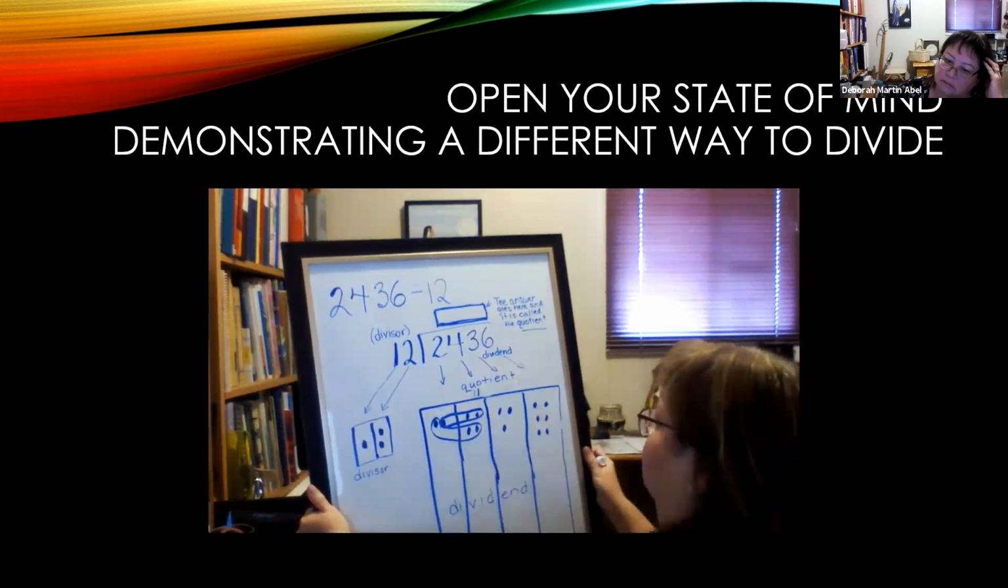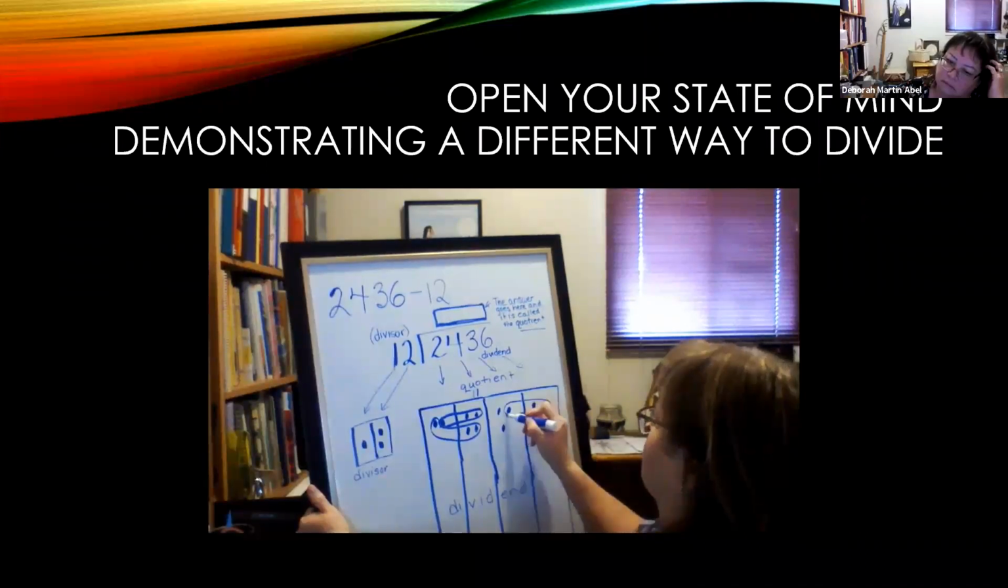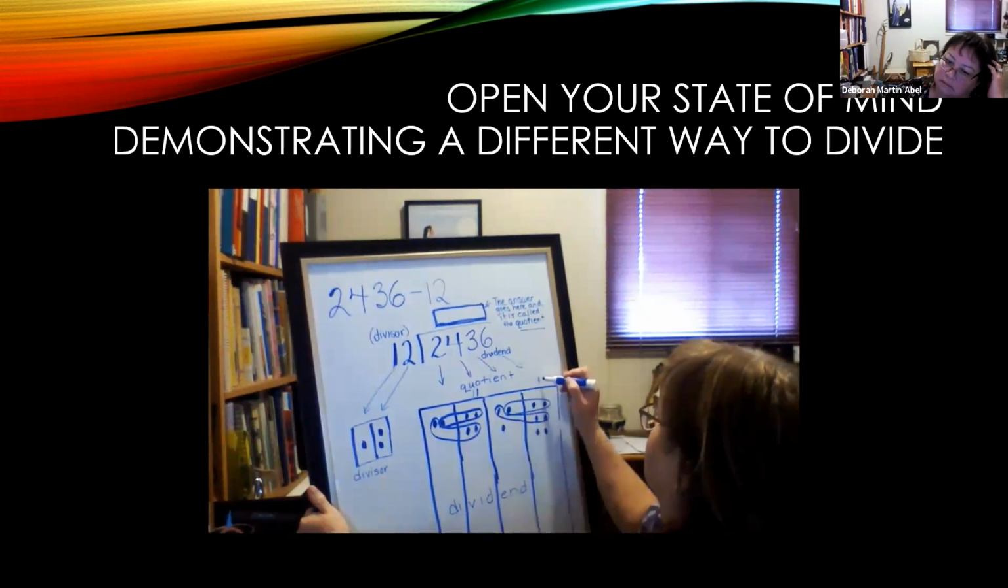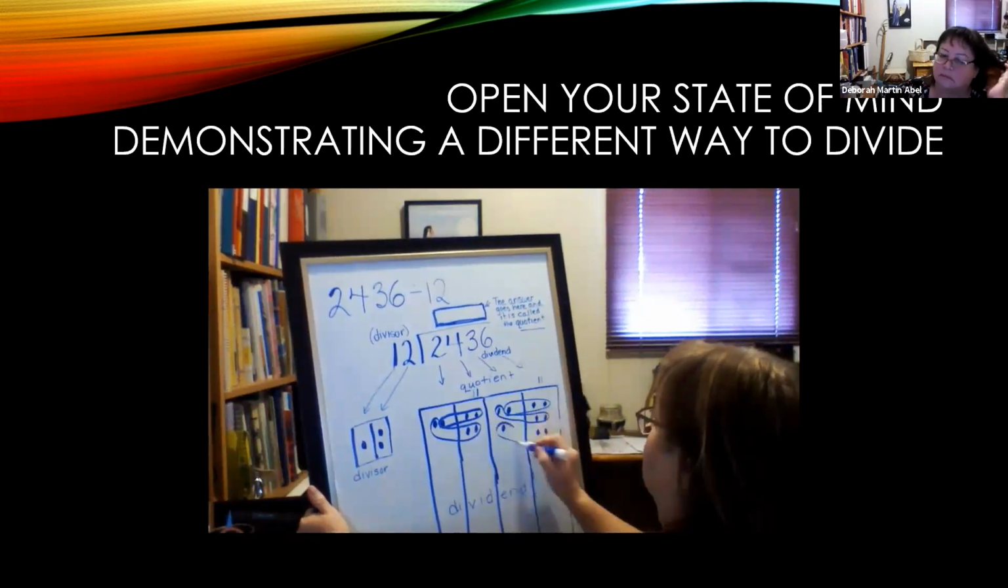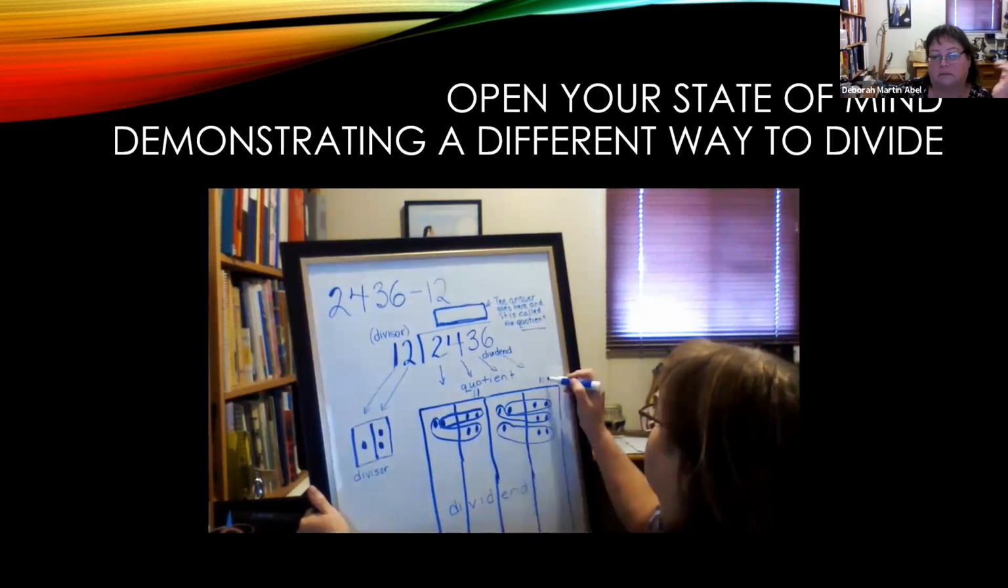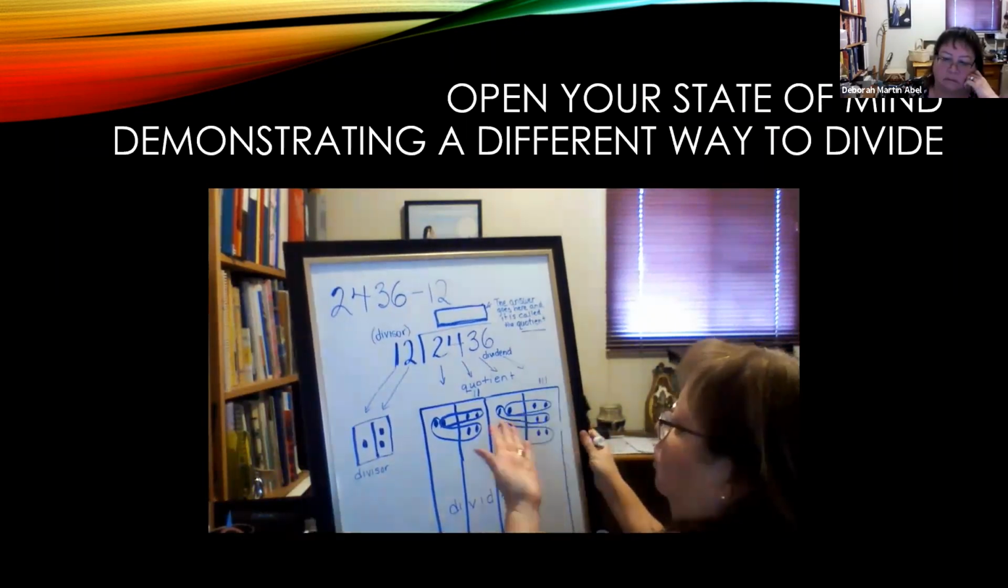Now we have to look for some more. So here's 1 dot, 2 dots, and 1 dot, 2 dots, and then 1 dot, 2 dots. Okay, now we record, that's our answer, our quotient.